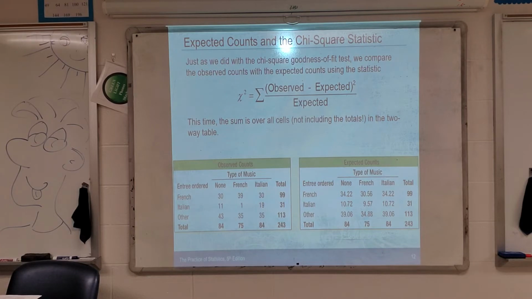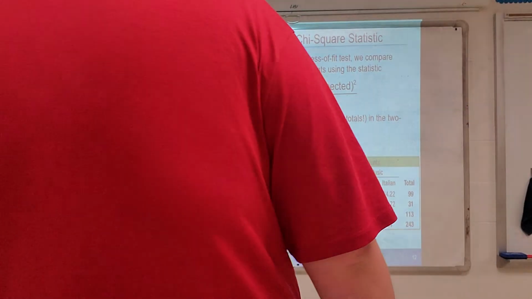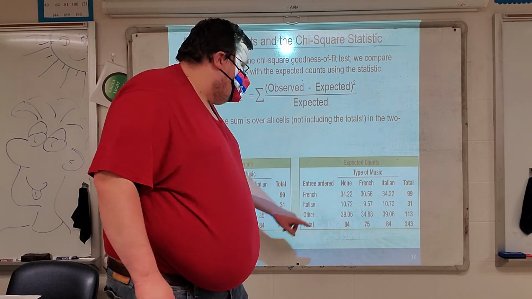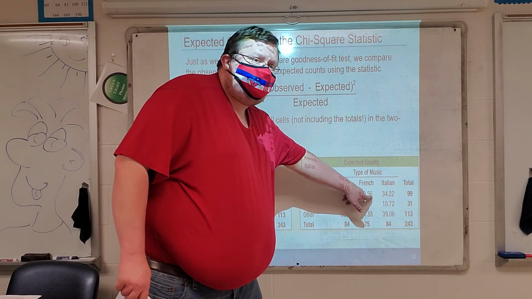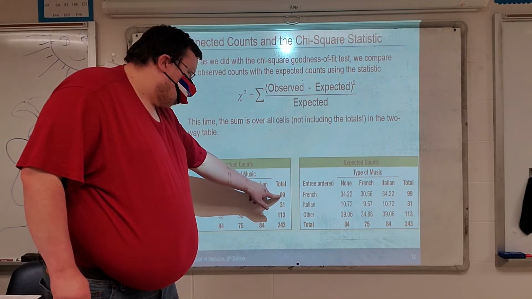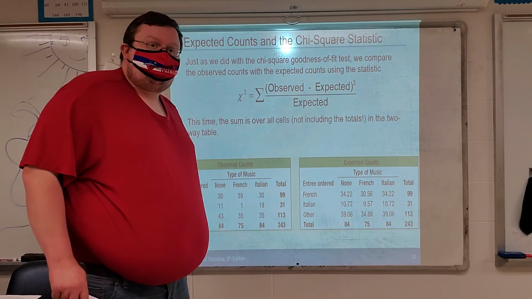Chi-squared is equal to the observed minus the expected squared all over the expected. We're just applying that statistic to a different kind of test, but it's the same. We calculate it the same way. Here's all the expected counts. Like they got this number right here, 30.56. They got it by taking 75 times 99 all over 243.